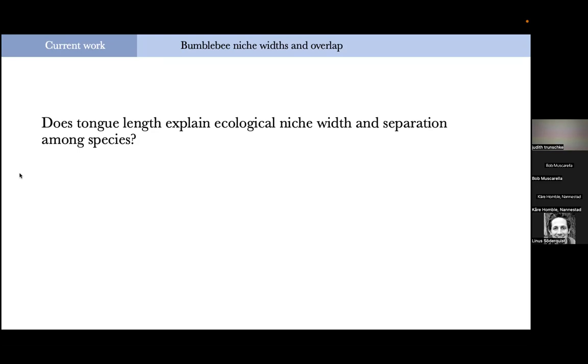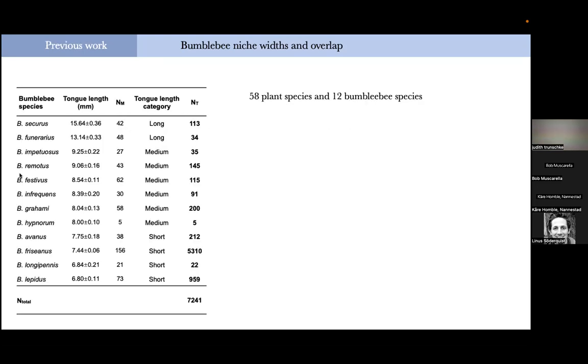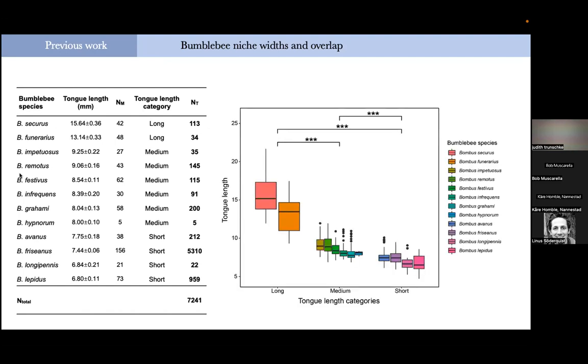And this is ongoing work that I'm still about to analyze with our PhD student Shuxing. Again, we include these 12 different bumblebee species with their different tongue lengths that we measured. And this time we lumped together data from 4 years, so we have more plant species involved in these networks. But first of all, we grouped these bumblebees into different categories of tongue lengths. So we could identify that 2 belong to long-tongued bees. There are 6 belonging to medium tongue length bees, and 4 are short-tongued bees.